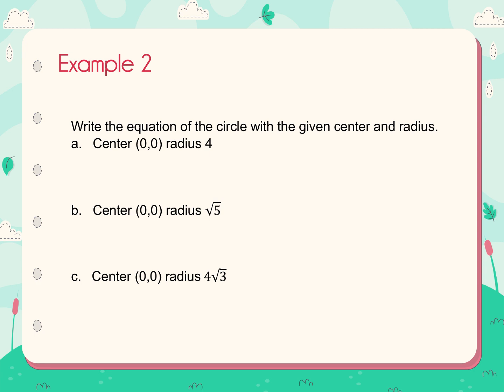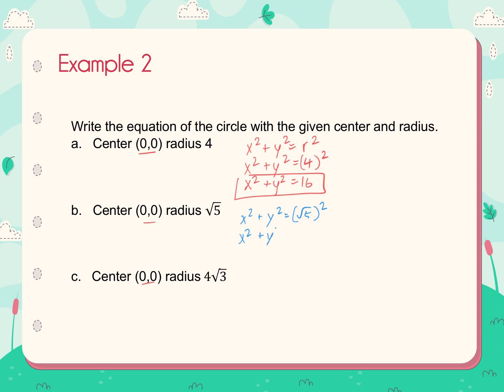So again, let's say it says write the equation of a circle with the given center and radius. Notice all these centers are at the origin, so we're going to be doing x squared plus y squared equals r squared. In this case, r is 4. So this equation is x squared plus y squared equals 16. When I get to the next one, it's x squared plus y squared equals square root of 5 squared, and the square root of 5 squared is 5. So this is the equation for the second one.